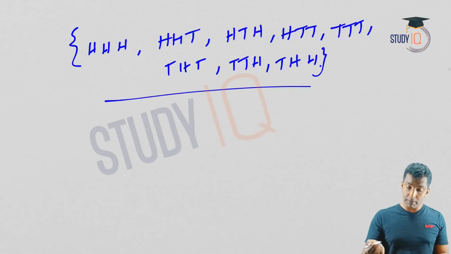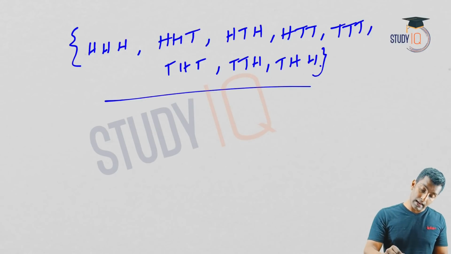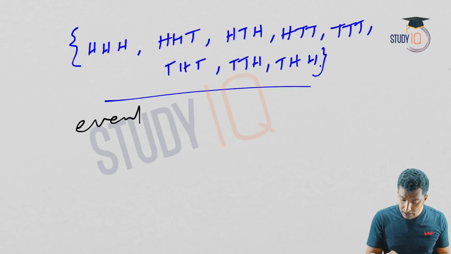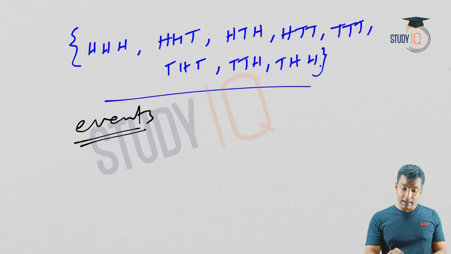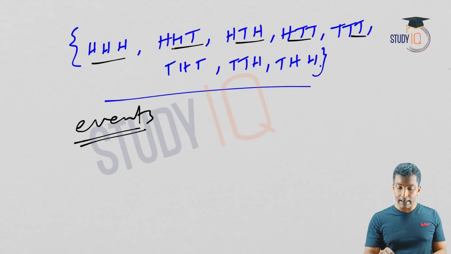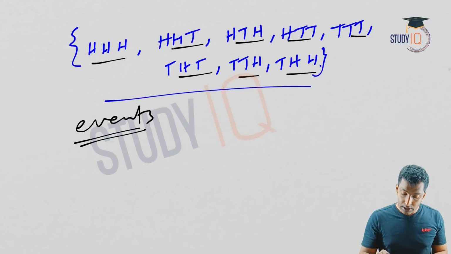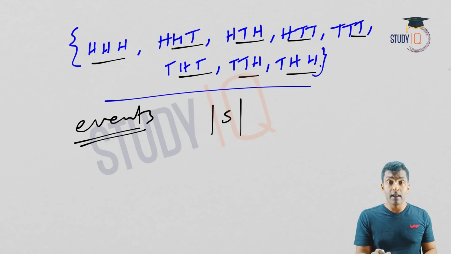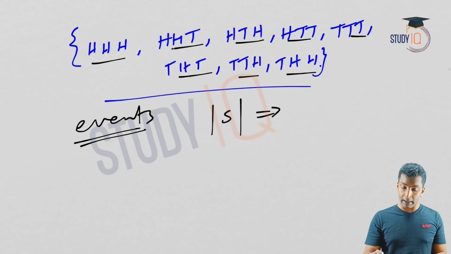Now, what are the other outcomes which we can qualify as events? So what do you mean by events? You can see here, what is the cardinality of this set? Cardinality means number of elements. Let's suppose the sample space is represented as S. Cardinality of S you can write as 8.